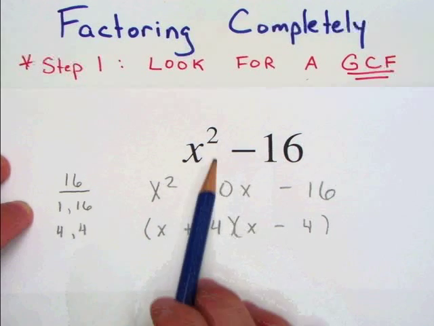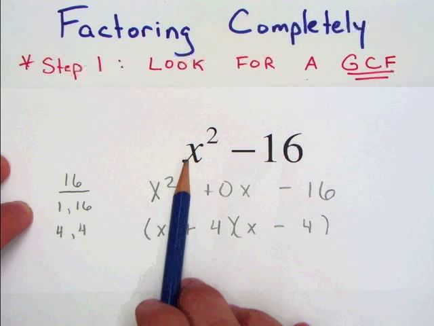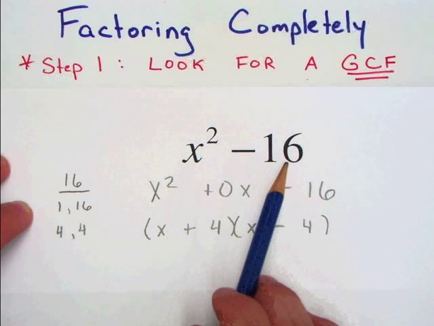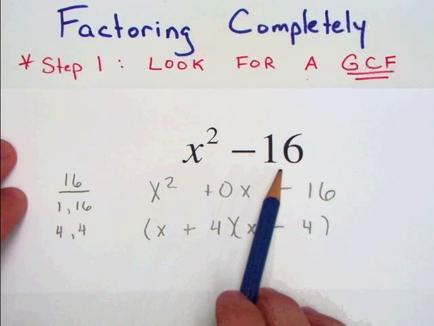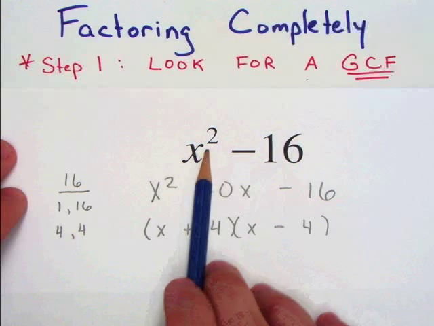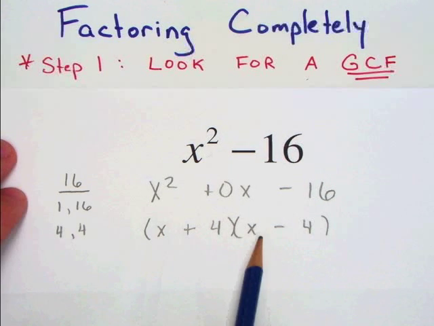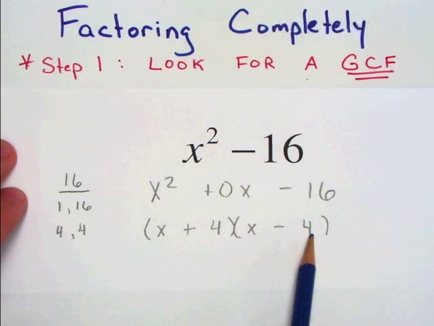The reason we can call this a difference of perfect squares is because the terms are subtracted and both the x squared and 16 are perfect squares. If you can recognize that a polynomial is factored as a difference of perfect squares, you can factor the x squared as x and the negative 16 as positive 4 times negative 4.